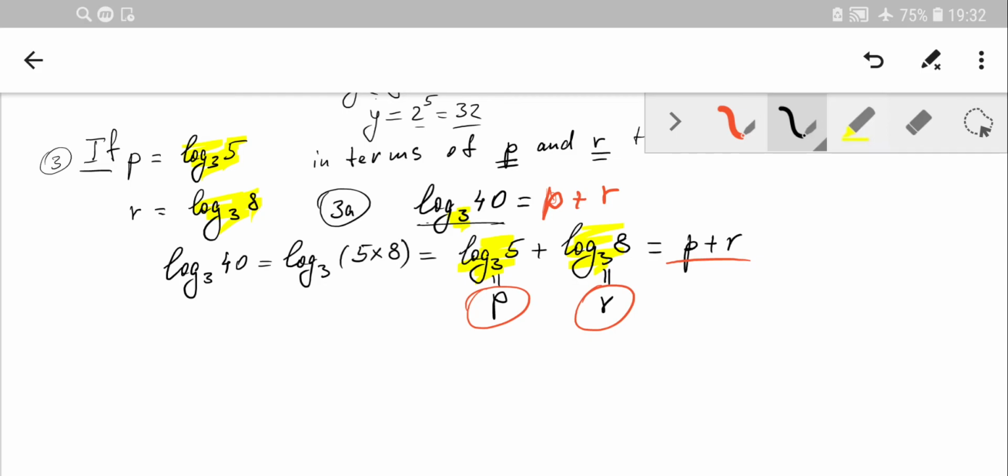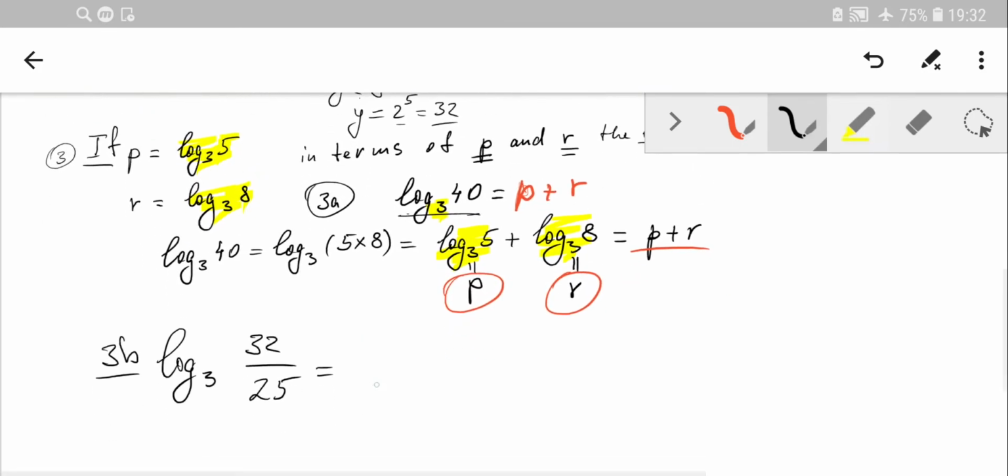Okay, so what if you need to express the log of a division, let's say log base 3 of 32 over 25? Let's do that. So that's 3b. Again, instead of log base 3 of 32 and log base 3 of 25, because you have division, you can use, first of all, because you want to have numbers 5 and 8, you can actually split log base 3 of 32 and 25. You can actually write 32 as 2 to the power of 5.